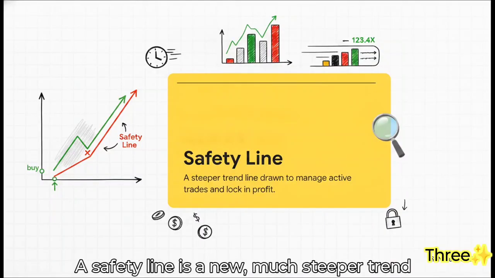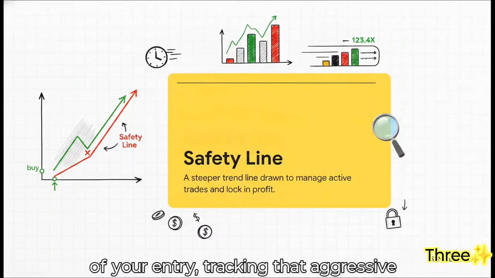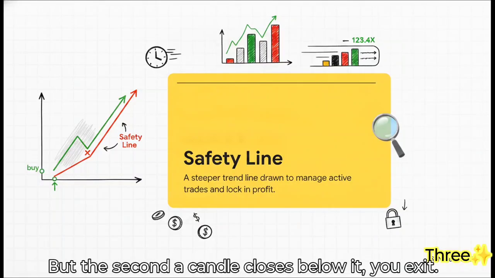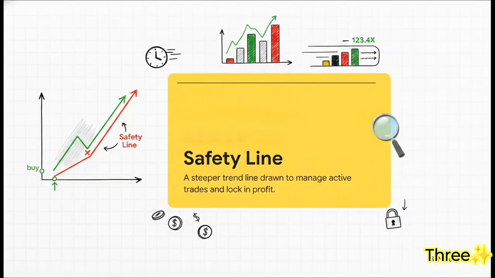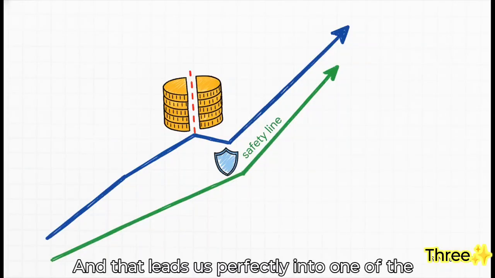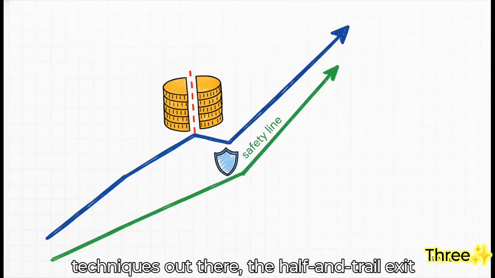A safety line is a new, much steeper trend line drawn straight from the exact touch point of your entry, tracking that aggressive momentum. As long as the price stays above this steep safety line, you stay in the trade. But the second a candle closes below it, you exit. No questions asked. And that leads us perfectly into one of the most effective institutional management techniques out there, the half and trail exit strategy.